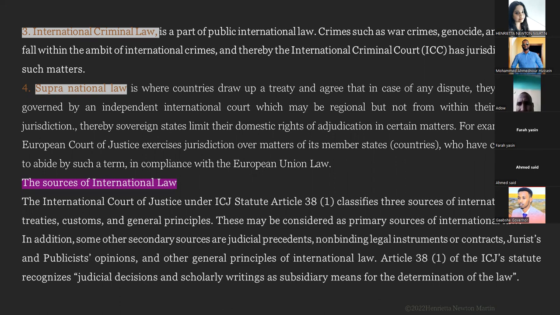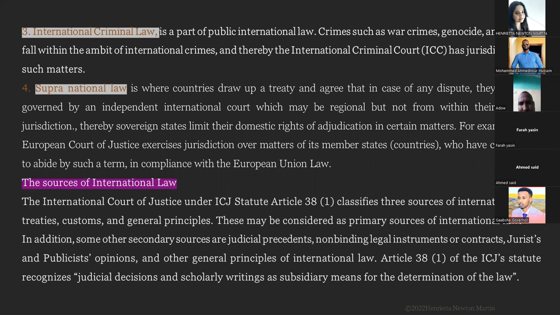This is an example of supranational law, where countries draw up a treaty and agree that in case of any dispute, they would be governed by an independent international court. For example, I've given you just an example, the European Court of Justice.